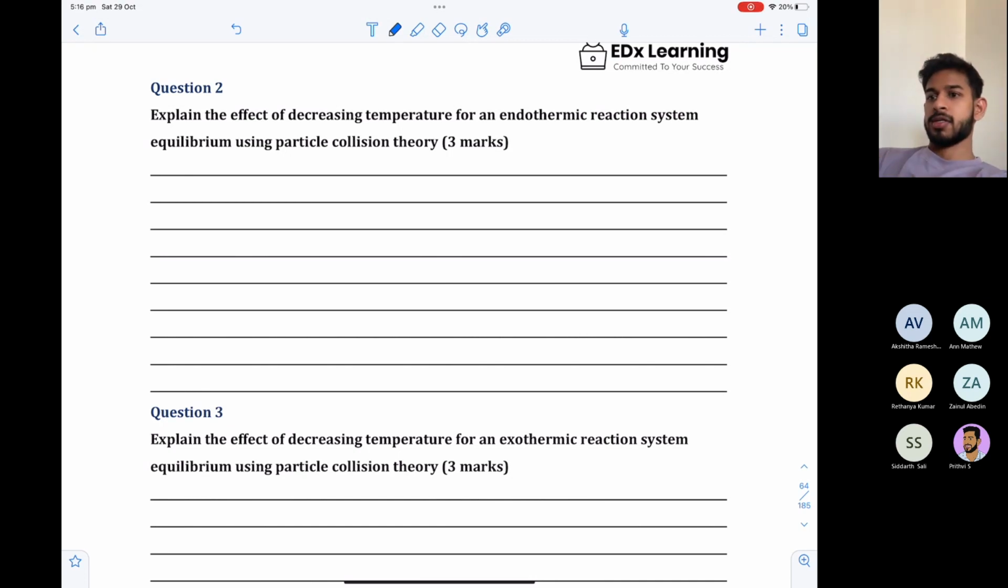Okay. Can you hit the raise hand icon if you've got an answer to the first question? Good. Okay, I'll wait for a couple more people to get an answer.